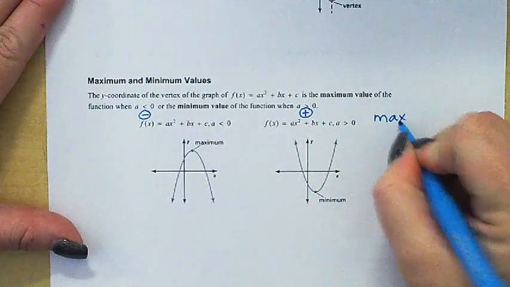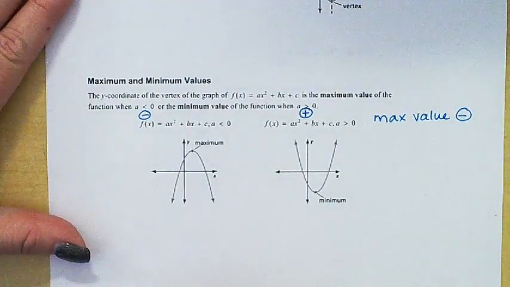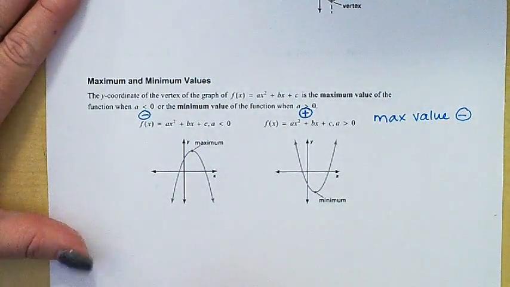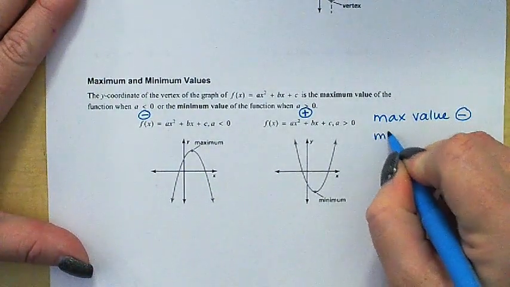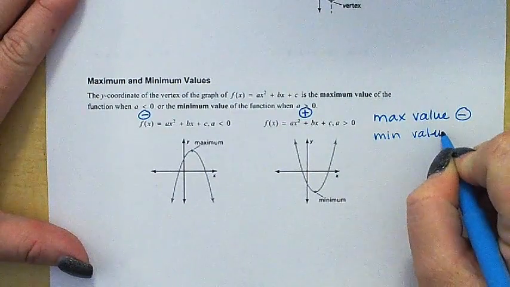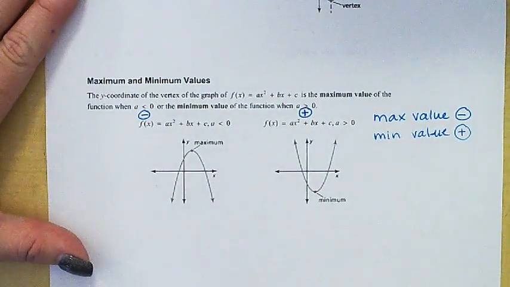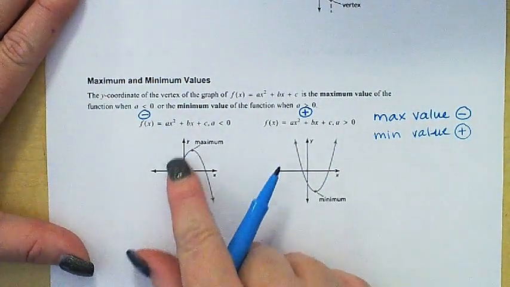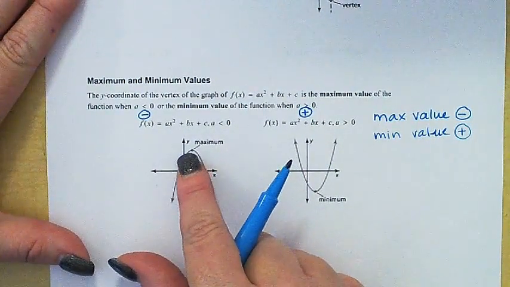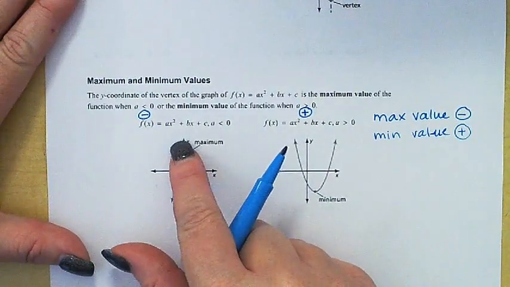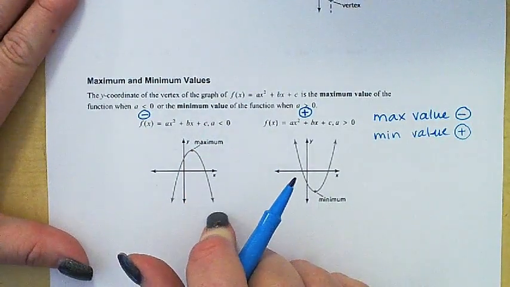We have a maximum value when the function opens downward, or when that a value is negative. We have a minimum value when the a value is positive, or that parabola opens upward. And look at why. If it opens downward, we have a max value because there's nothing higher than that point right there. If this is a 2, we can't have y equals 3 or anything else because it turns at that point and comes back and goes down.